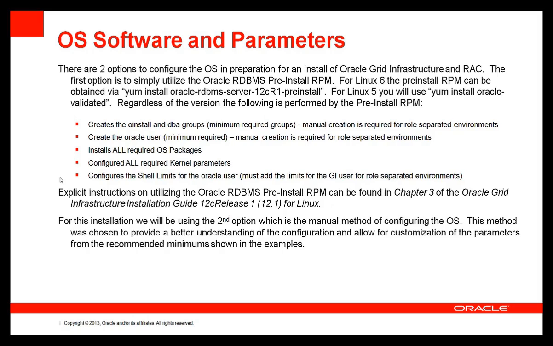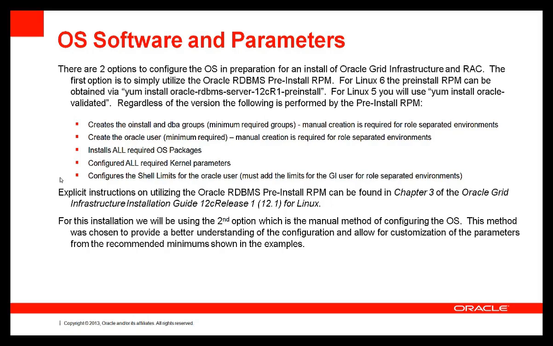For Linux 6, the pre-install RPM can be obtained via Yum, and it is named oracle-rdbms-server-12cR1-preinstall. For Linux 5, you will use the oracle-validated RPM. Regardless of the version, the following is performed by this pre-install RPM. Creates the OINSTALL and DBA groups, which are the required minimum groups. If you want role separation within your environment, you must manually create the groups.